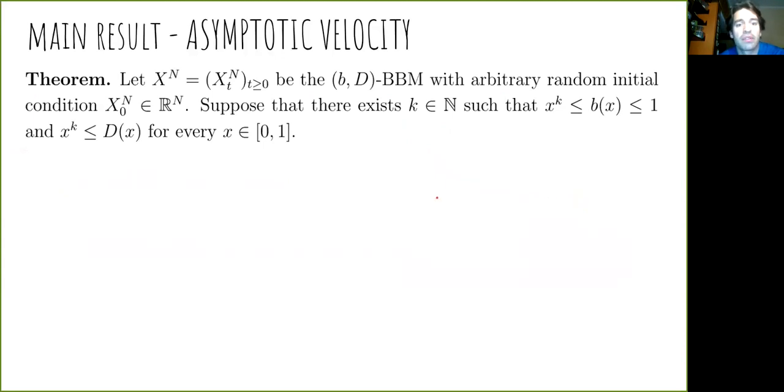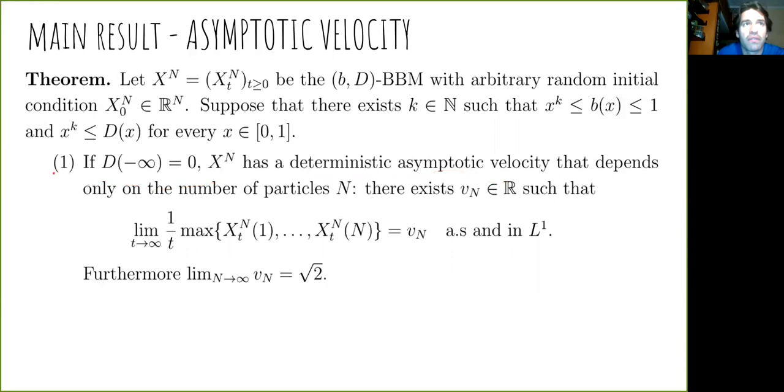Okay, here comes our first result, our main result, sorry. We have the BD branching Brownian motion, starting with n particles. And we assume that both B and D are dominated from below by the function x to the k. We observe that this is a quite mild assumption since x to the k goes to 0, except of course for x equal 1.